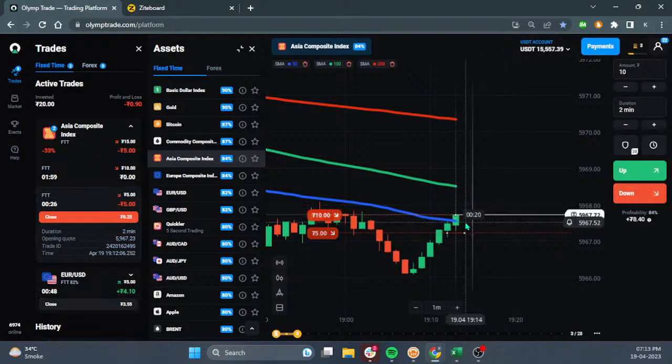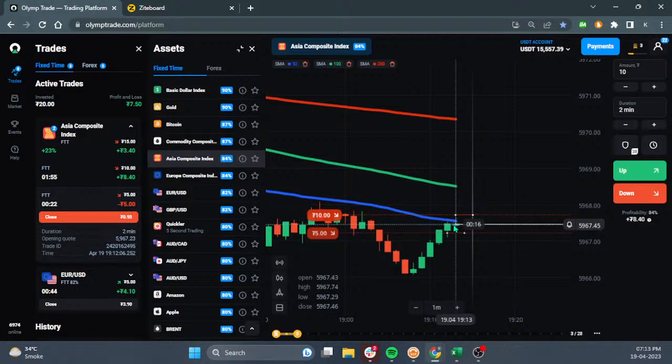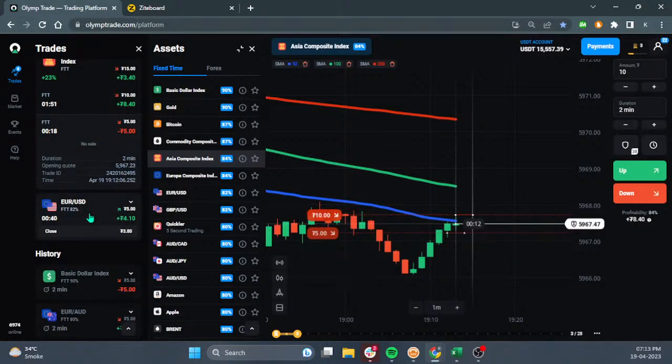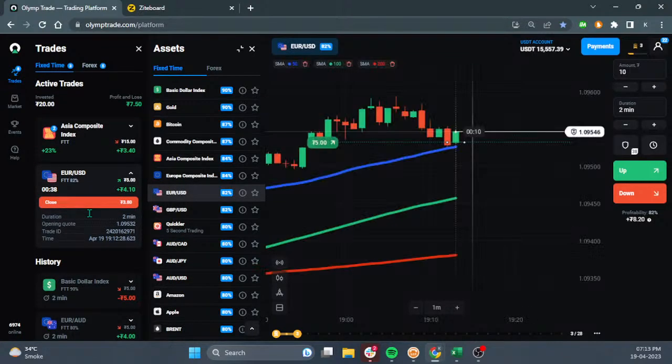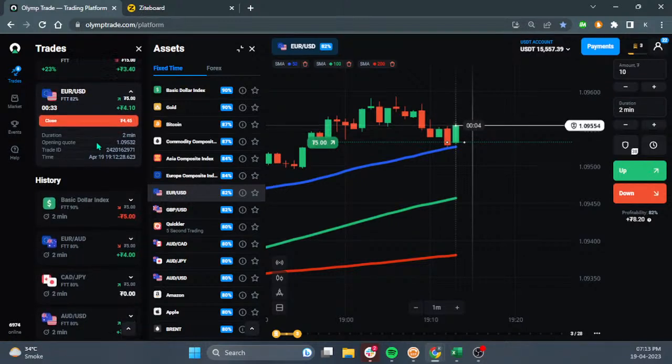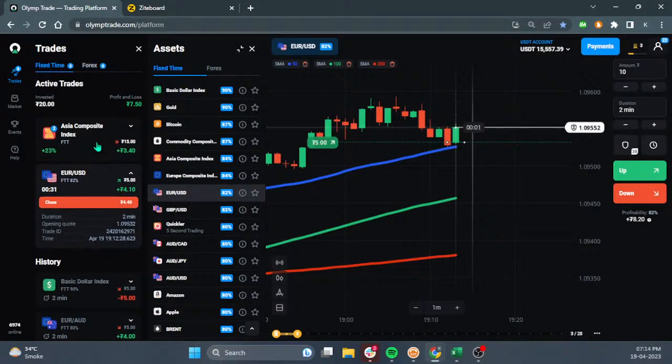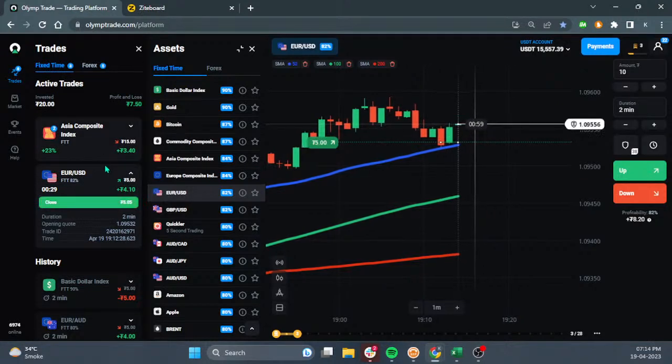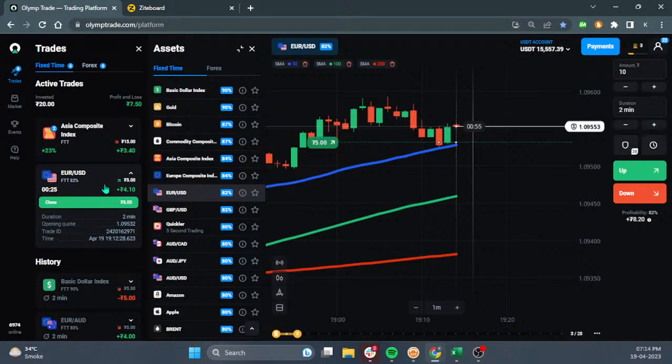This reversal is happening. I'm presuming a reversal will happen over here. So I'm opening a trade here. Let's see how this one goes. As of now, this one came to profit. Luckily, based on the result of these trades, I will decide which way I'm supposed to move further in terms of trading.